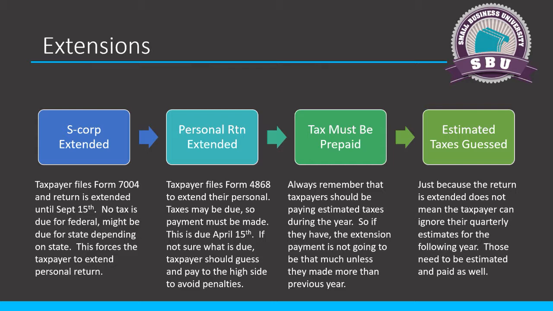So try and make sure that you encourage your clients to pay their estimated tax payments. And if they're using a tax service of some kind to do their personal tax return, even TurboTax issues quarterly tax payments, so they just need to follow the guidance. Estimated taxes for the next year also need to be guessed. So let's say you're in 2018 and you're doing the 2017 tax return and you've extended the 2017 tax return, it still means that the estimated taxes for 2018 need to be paid, quarterly.